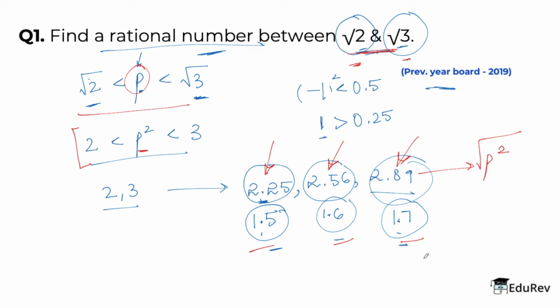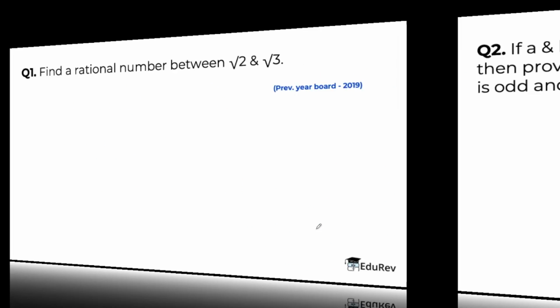And I'm going to repeat once again that there are more rational numbers between these two besides the ones that I have mentioned. But for the time being, we calculated only these three. If you want to calculate more, you can think of more perfect squares which are between 2 and 3, and then find out how we can proceed and get to those rational numbers. So I hope you understood this. So let's move on to the next question.